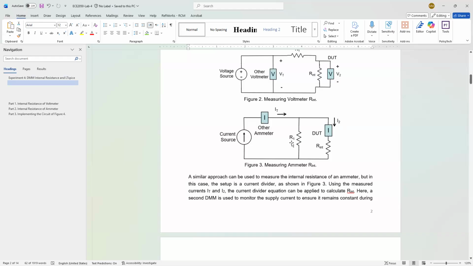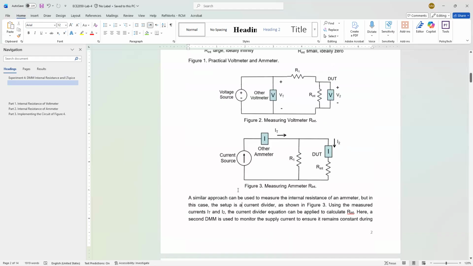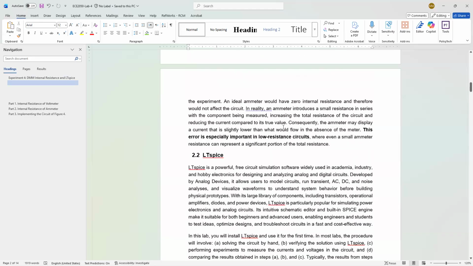I know R1, I don't know R internal. So now you can apply the formula for the current divider. You have everything in the formula except R internal. This way, you can calculate R internal. So that's what I'm saying here.